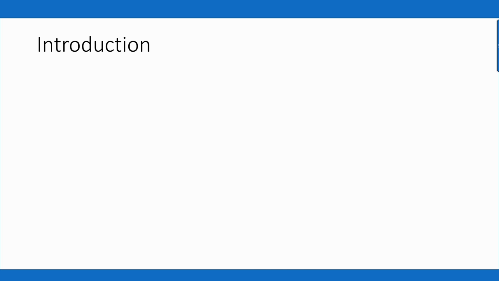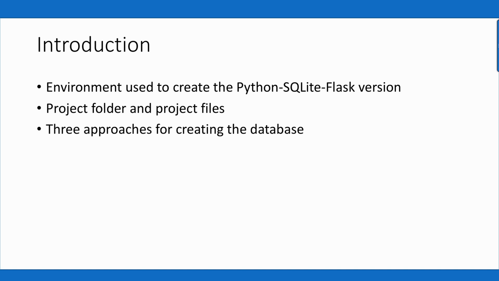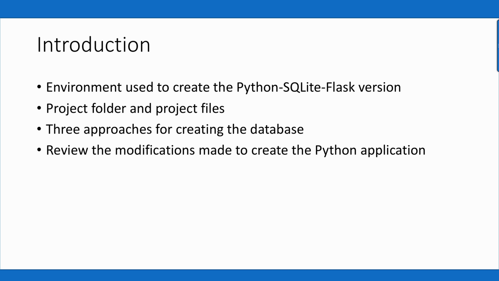Overview of what will be covered in this video. First, we will look at the environment used to create the Python SQLite version. Next, we will look at the project folder and see what it contains. There are three approaches for creating the database. This will look at using and converting the original MySQL, and then using Python as another approach. Next, we will review the modifications made to create the Python application, and then lastly provide some closing points.